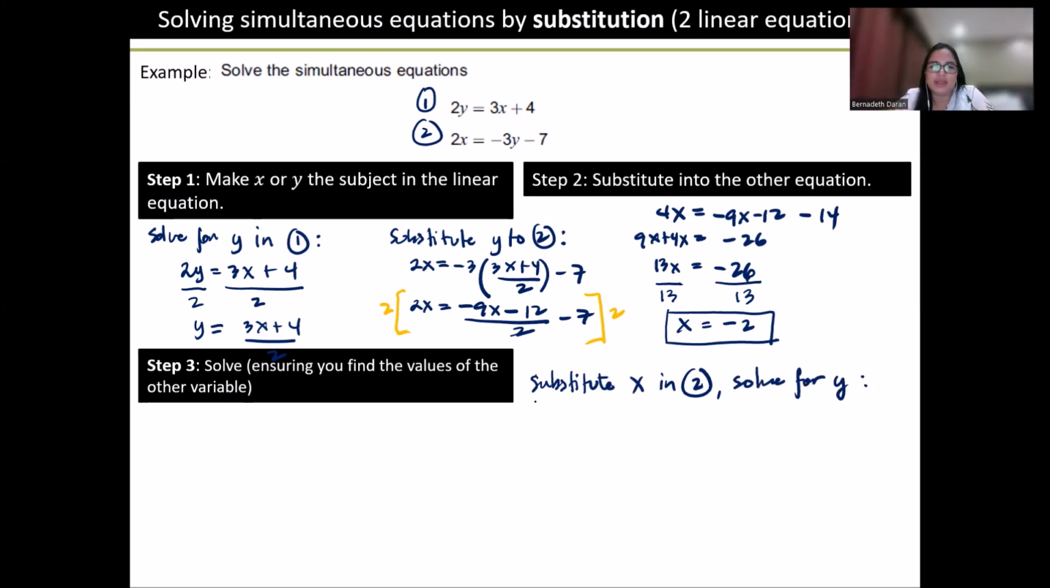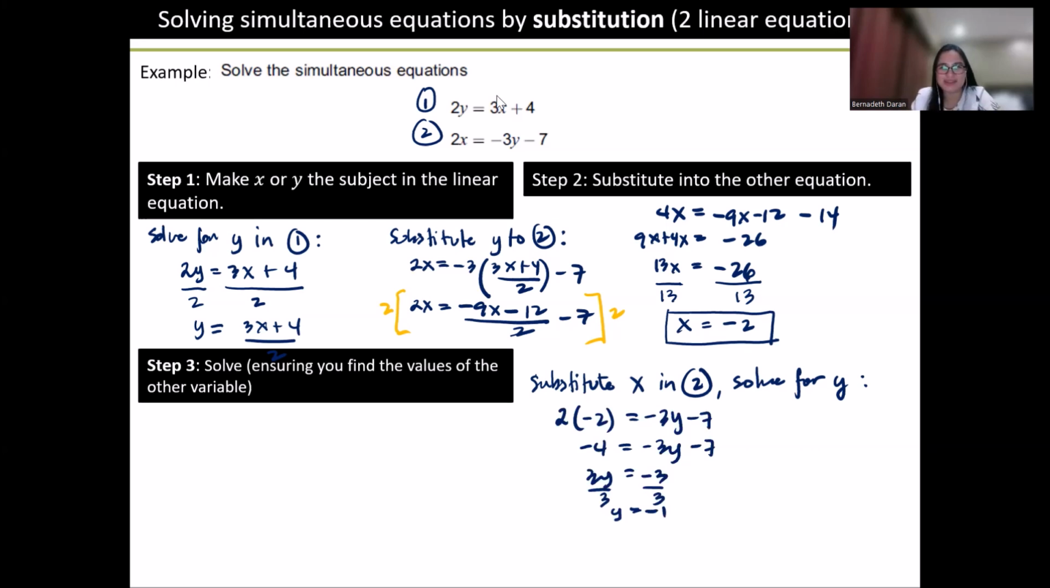So therefore, we are going to have 2 times negative 2 is equal to negative 3y minus 7. So this is equal to negative 4 is equal to negative 3y minus 7, or 3y is equal to negative 3. Divide both sides by 3. So this now becomes y is equal to negative 1.